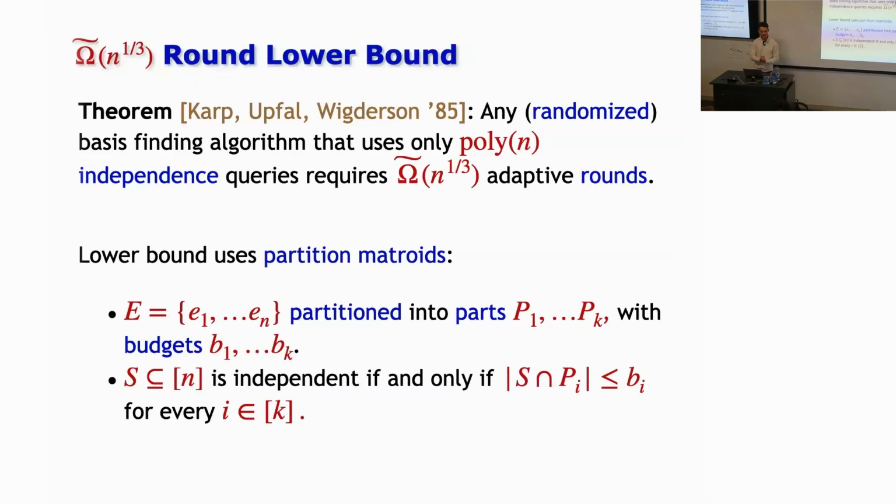I defined these at the very beginning, but in case we forgot them, you have your ground set E of n elements. You partition it into pieces P1 through Pk. Each part has a budget Bi. And a set is independent if and only if you don't exceed the budget in each one of these parts.